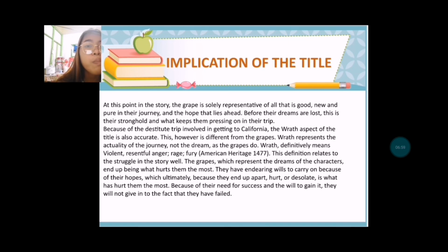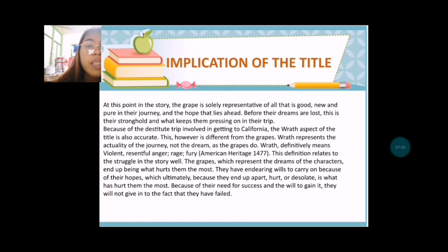Next is the implication of the title. At this point in the story, the grape is solely representative of all that is good, new, and pure in their journey, and the hope that lies ahead. Before their dreams are lost, this is their stronghold and what keeps them pressing on in their trip. Because of the destitute trip involved in getting to California, the wrath aspect of the title is also accurate. This, however, is different from the grapes. Wrath represents the actuality of the journey, not the dream as the grapes do.